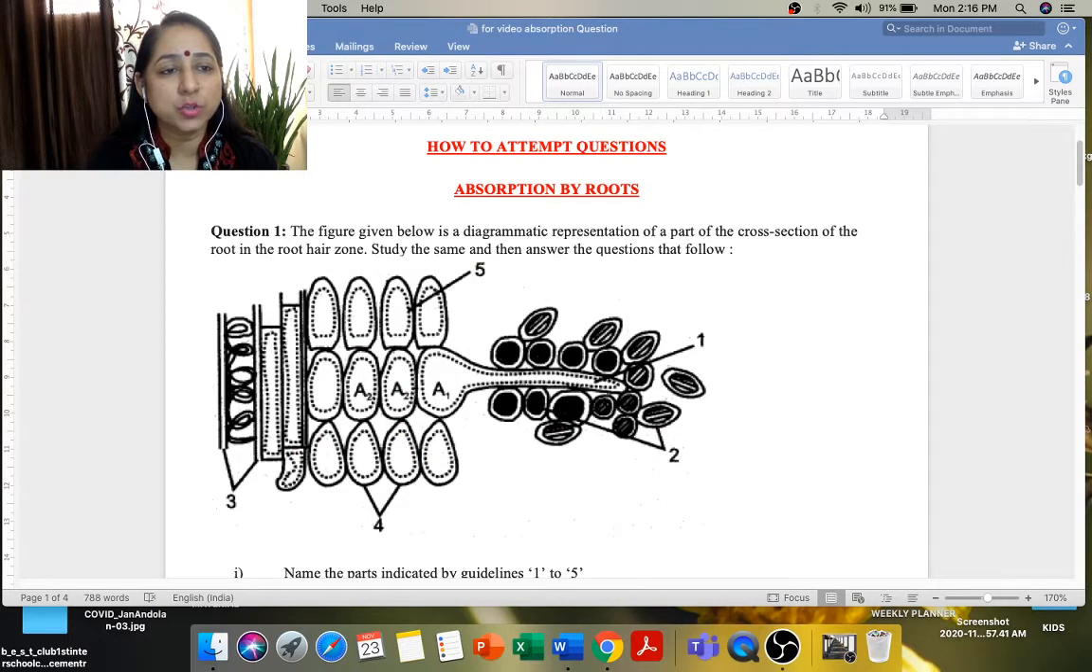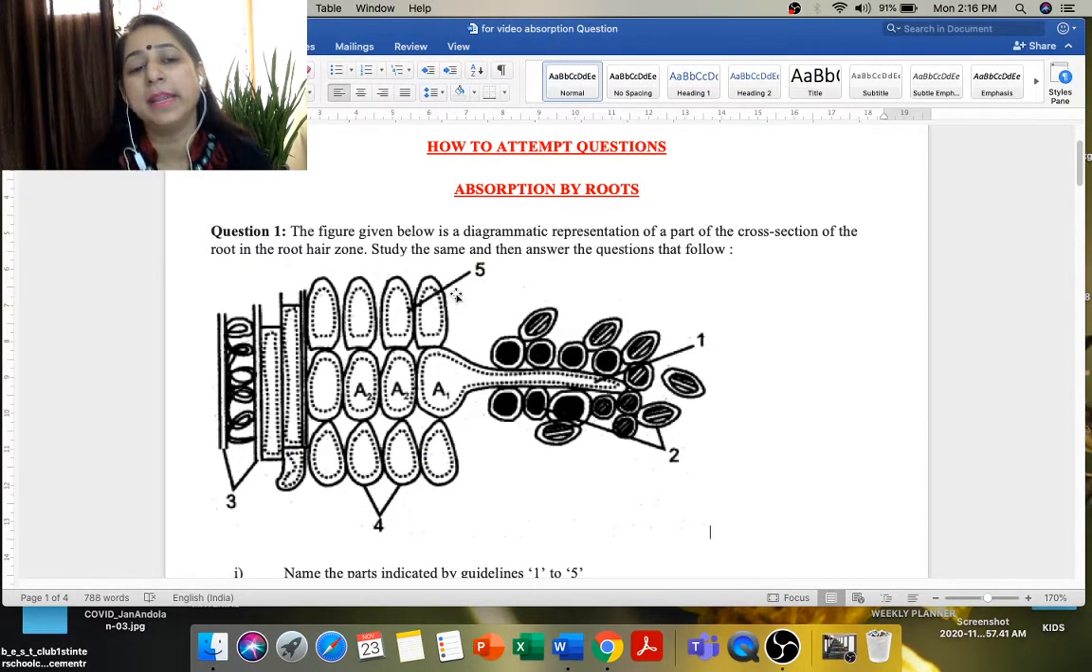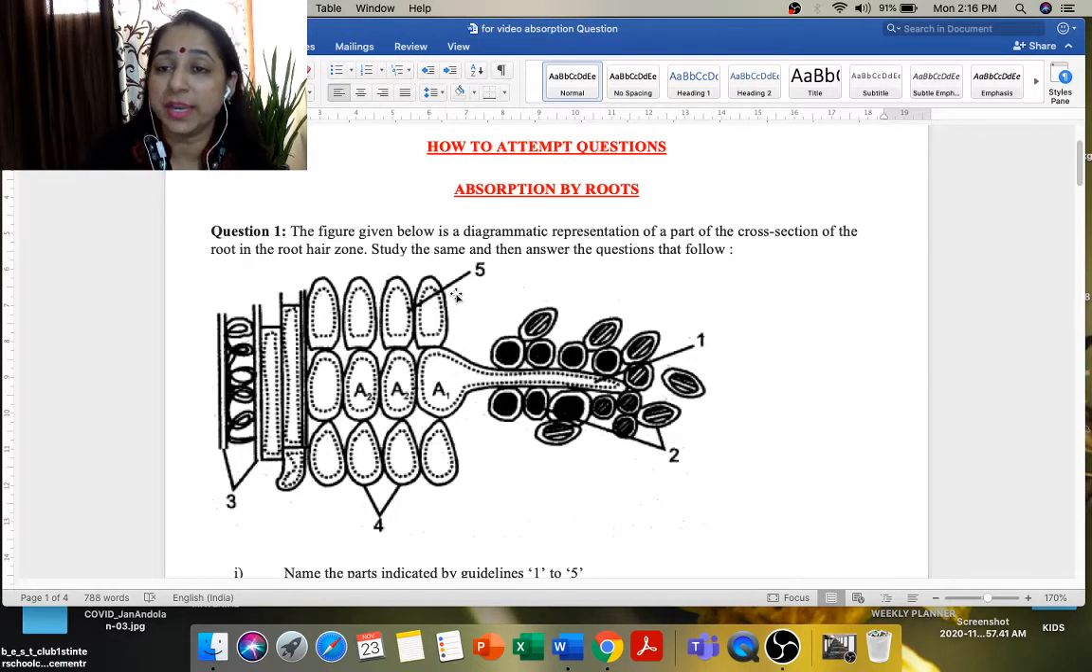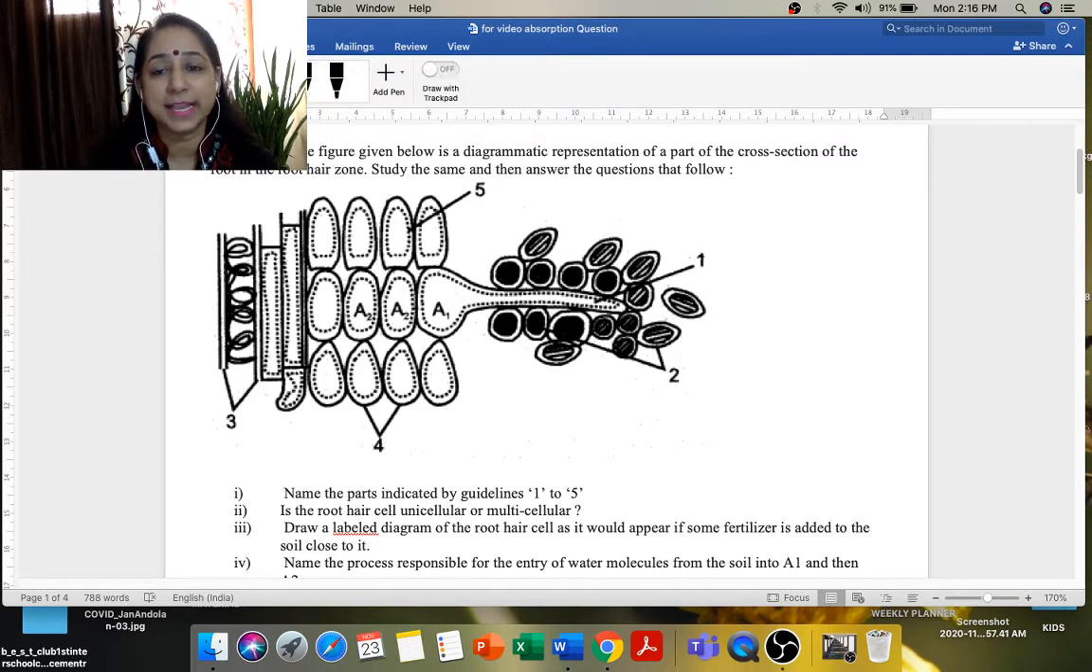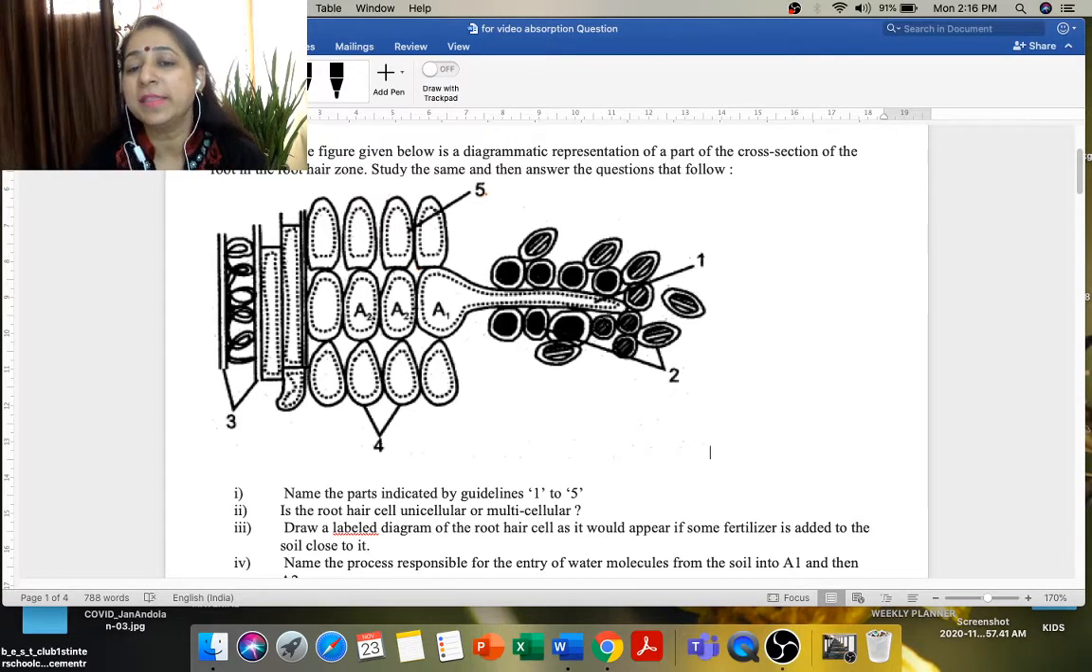Okay, so as on your screen you can see that we have a few questions. I have taken up three main questions which come in different ways, which will be there in your paper in different manners. Yes, the questions can change, but of course the diagram remains the same. So we start up with the first question: the figure given below is a diagrammatic representation of the part of a cross section of root in root hair zone. Study the same and then answer the questions.